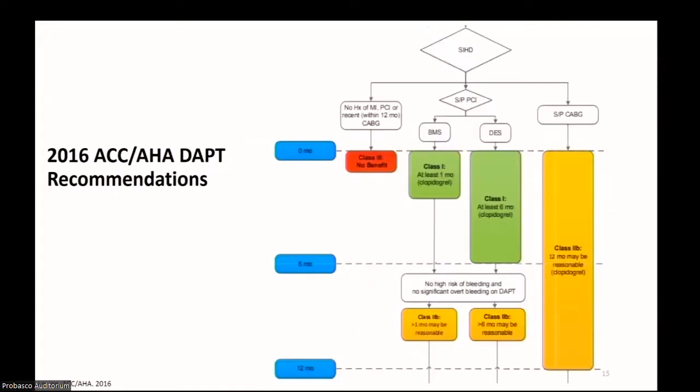The guidelines also offer recommendations for patients who are electively being treated with stable ischemic heart disease. And so if they have a bare metal stent placed, at least 1 month of dual antiplatelet therapy, because we're not worried about that impaired re-endothelialization that we had discussed earlier. If they have a drug-eluting stent placed, at least 6 months of DAPT is recommended. And post-CABG, there is a class 2B recommendation for 12 months with clopidogrel.